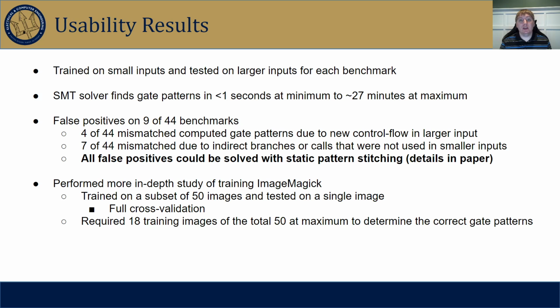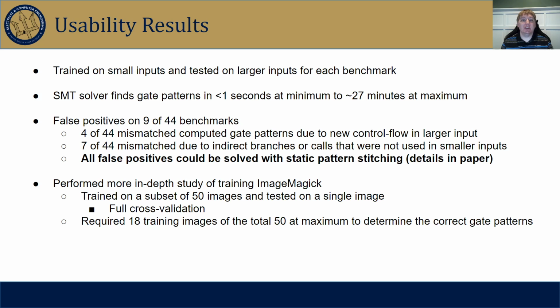We found that Hurdle exhibited false positives on 9 of the 44 benchmarks due to the fact that we were training on a smaller input and testing on a larger input and sometimes a more complicated input. This was due to the fact that the smaller inputs may not exhibit the same control flow as the larger input, either because they don't follow certain paths through the control flow graph, or that we don't even see in some cases the indirect branches or calls that were used in the larger inputs. However, we found that all of these false positives could be solved with a technique called static pattern stitching that we have more details on in the paper.